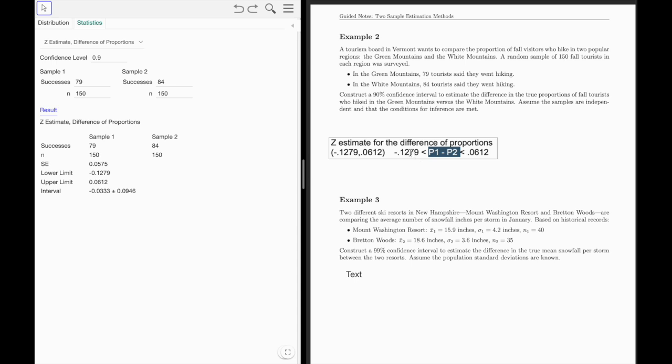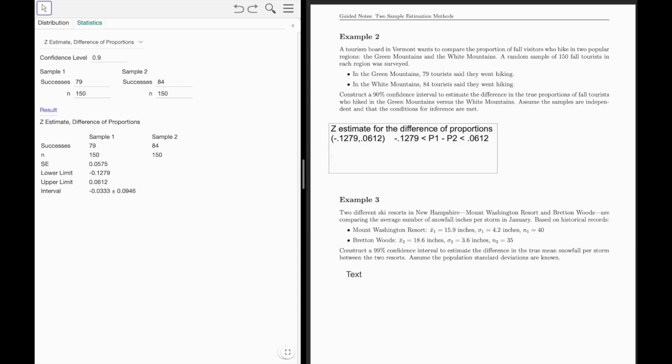But because this one's negative and this one's positive, we can't be certain if that difference is negative or positive. So I would write for my conclusion, we cannot draw any conclusions. We need to do more research and collect more data.